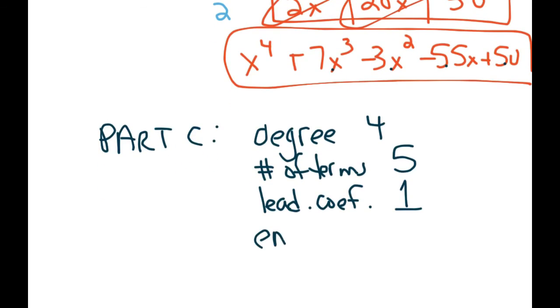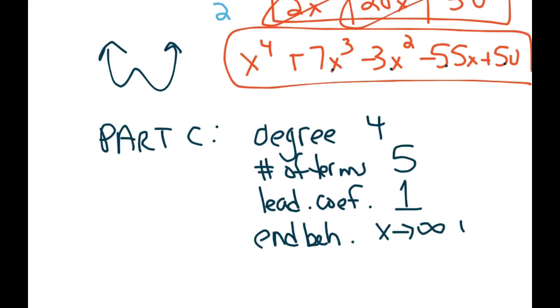What is the end behavior? Remember, I don't need to graph it to determine the end behavior. It's a positive fourth degree polynomial, which means both ends go up. So as x goes to infinity, y goes to infinity. As x goes to negative infinity, y also goes to positive infinity.